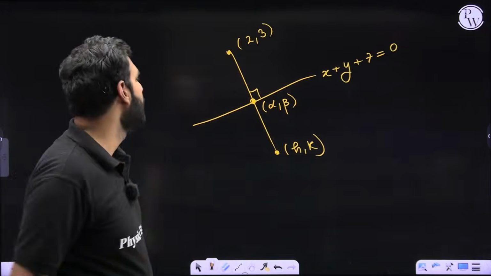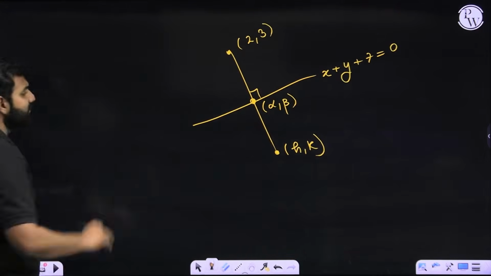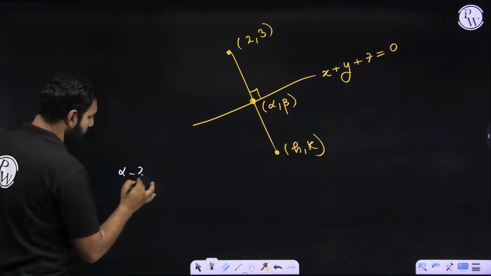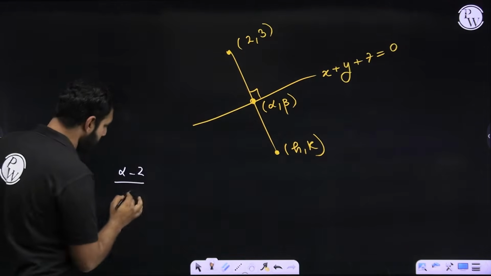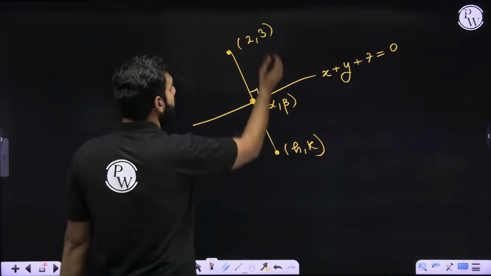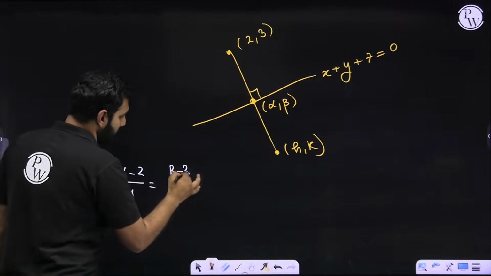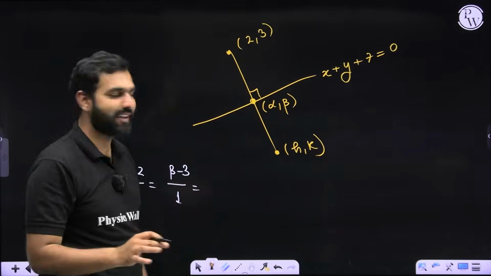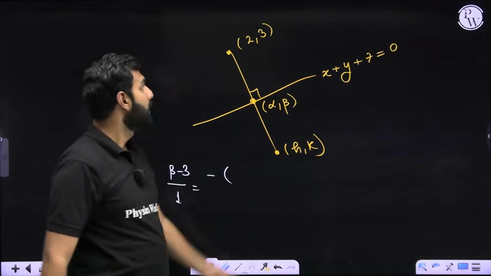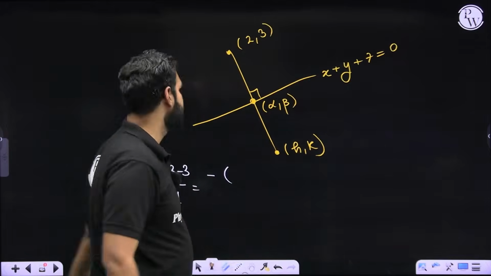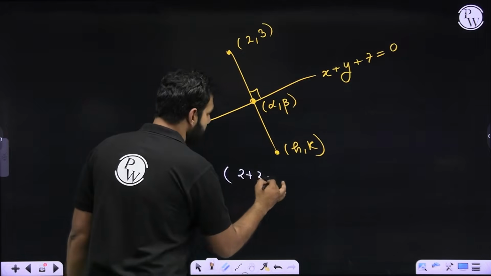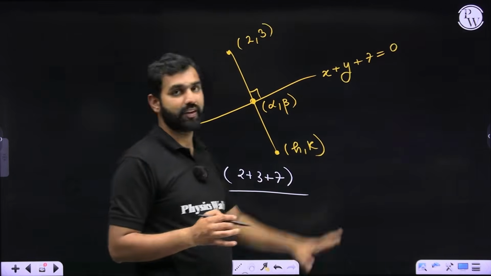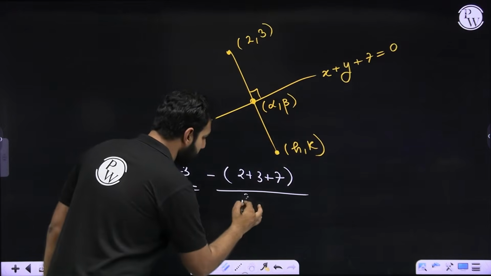Let's learn that. The formula says, if I want to figure out (alpha, beta), I'll say (alpha minus 2) upon the coefficient of x, which is 1, should be equal to (beta minus 3) upon the coefficient of y, which is 1, should be equal to negative of the power of (2, 3) with respect to this line, which is (2 plus 3 plus 7) divided by a square plus b square, which are the coefficients of x and y. So 1 square plus 1 square.